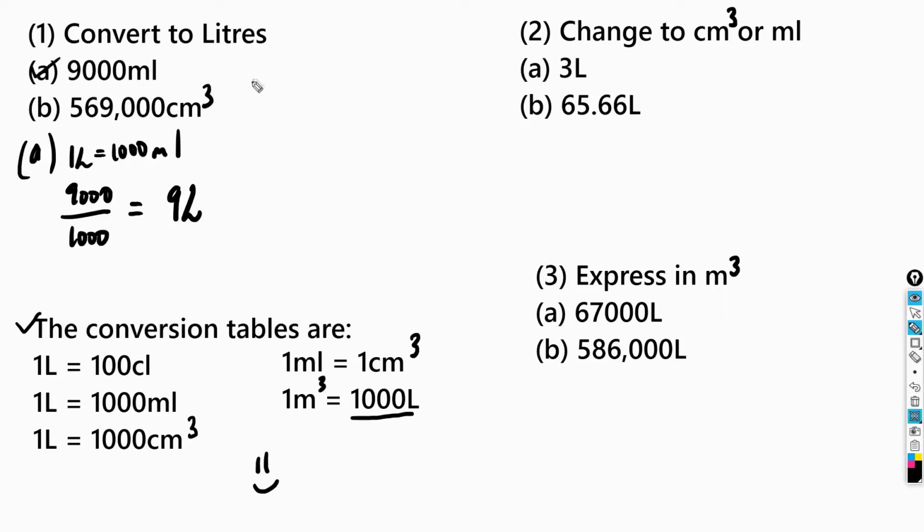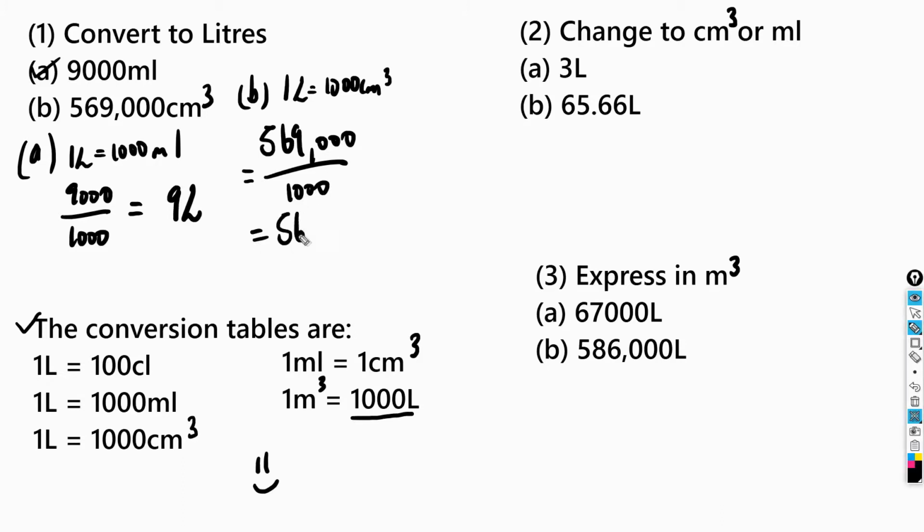Cool. So let's move on to B now. Now for B, it's the same thing. This is in centimeters cubed, and we have 569,000 centimeters cubed, and 1 liter is equal to 1,000 centimeters cubed, right? Just like the milliliter. So in this example, we have to divide the 569,000 by 1,000, and we're going to end up with 569 liters. All right, guys? Cool. All right, so we can move on.